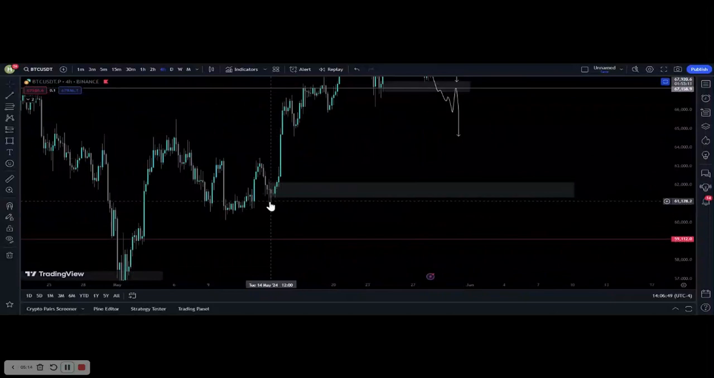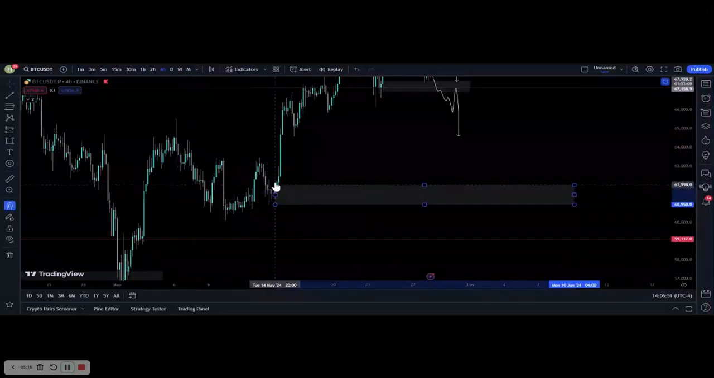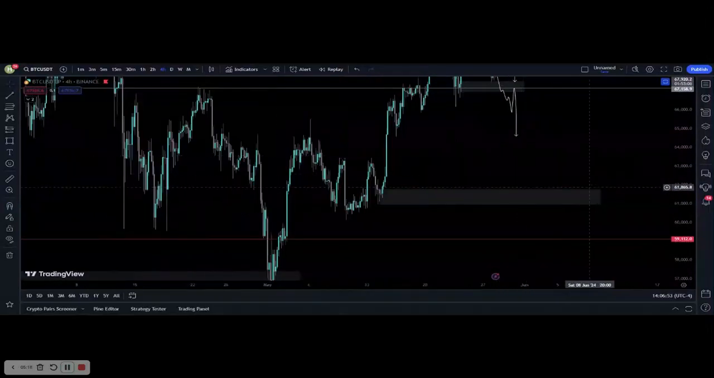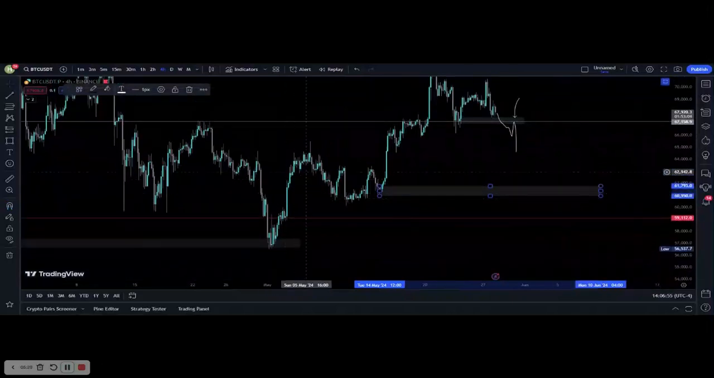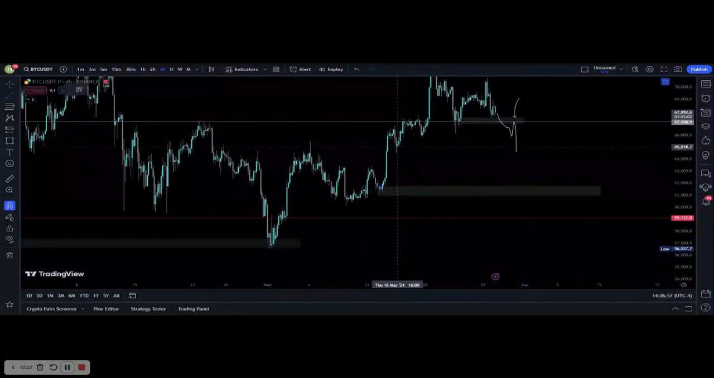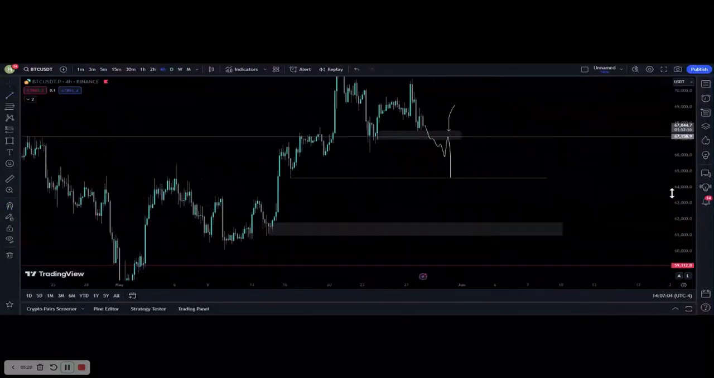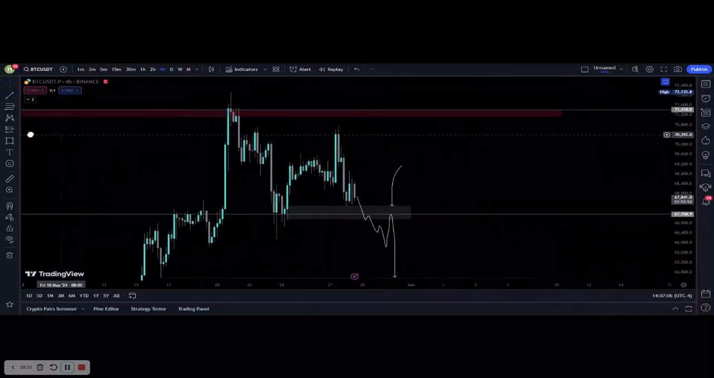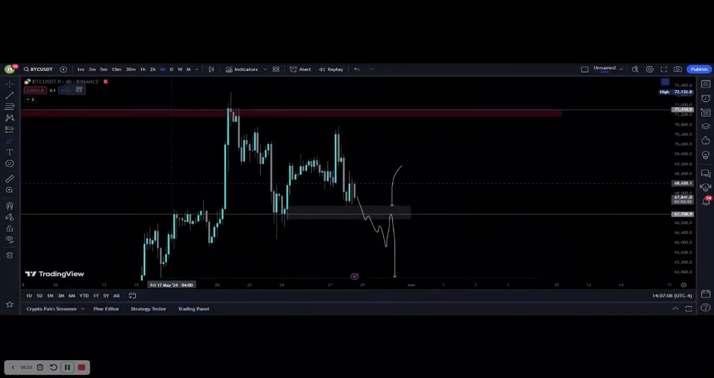Let's go to the R4. What do we have up here? I have room to short it to 64K, and this is going to be my first TP, the liquidity level at 64,567. Now let's talk about risk to reward, how I would be willing to play.